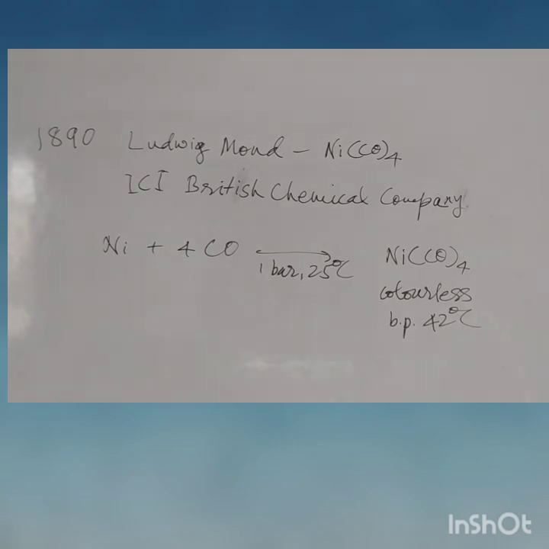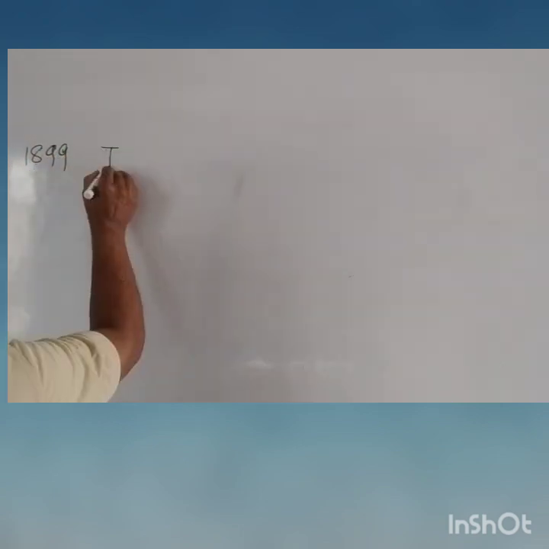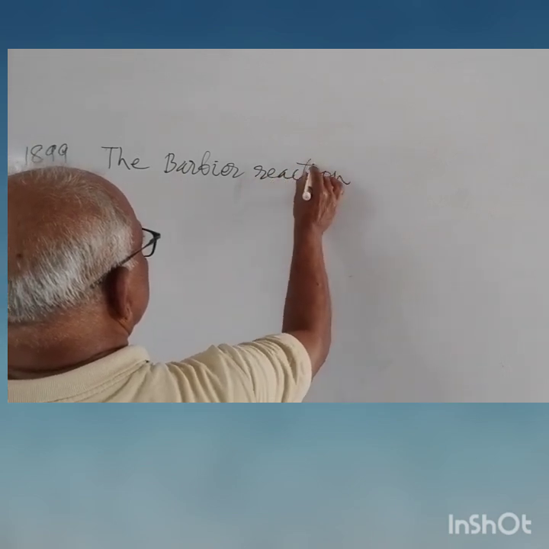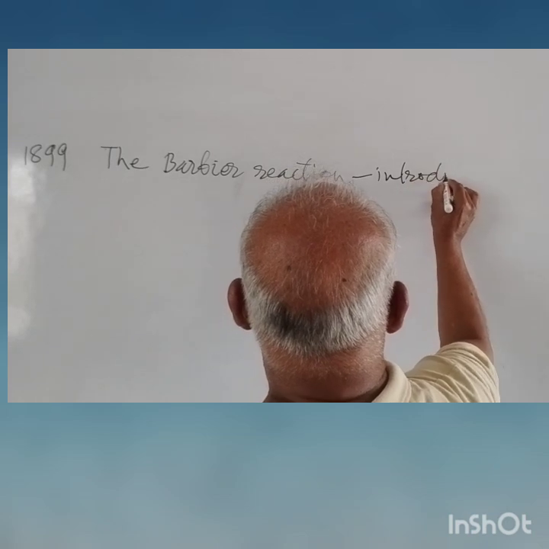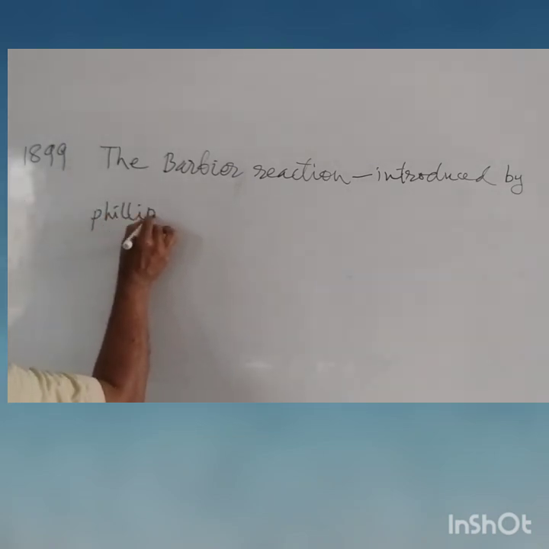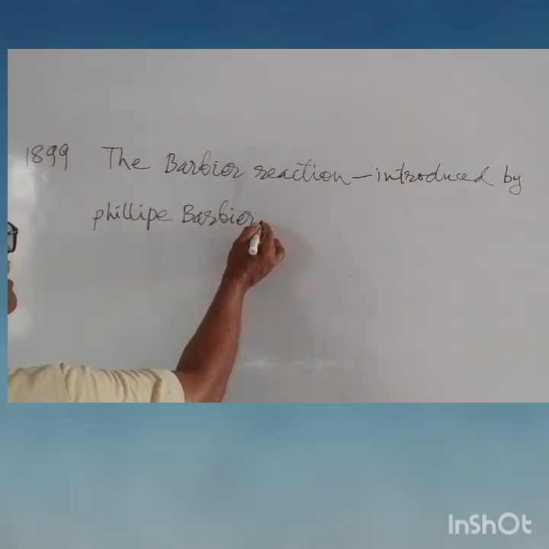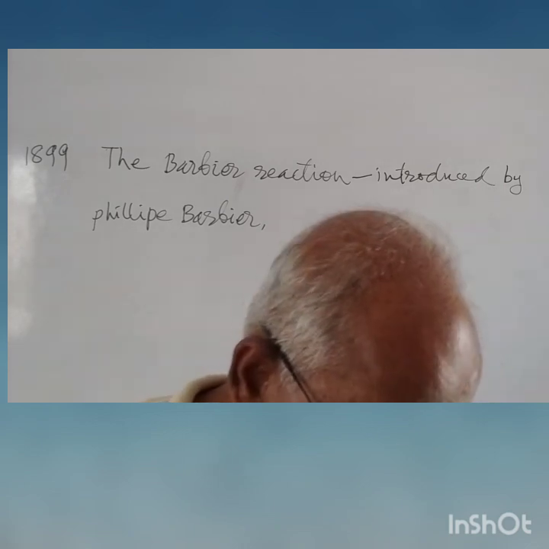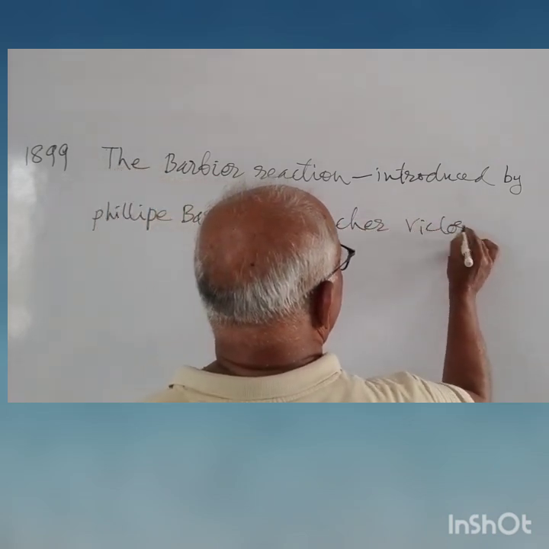Now the next event took place in 1899. The Barbier reaction was introduced by Philip Barbier. He is a teacher of Victor Grignard.